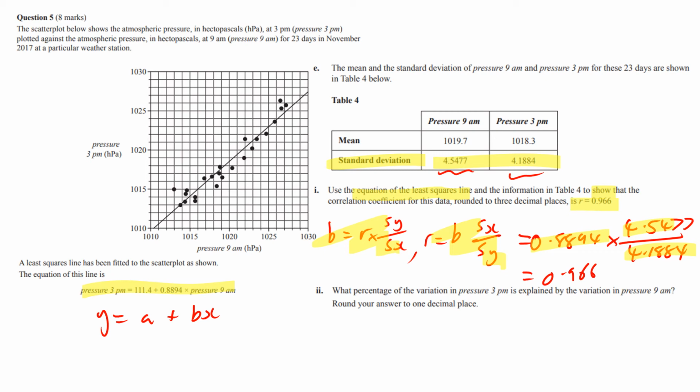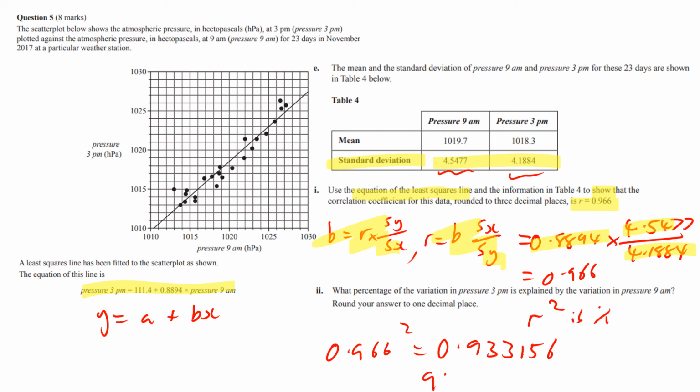All right, next one is what percentage of the variation in pressure at 3 p.m. is explained by the variation in pressure at 9 a.m.? You've heard that sentence before. That's your R squared. So you've got to take your 0.966 and square it. So 0.966 squared equals 0.933156. But remember, R squared is a percentage. So we're going to multiply by 100.